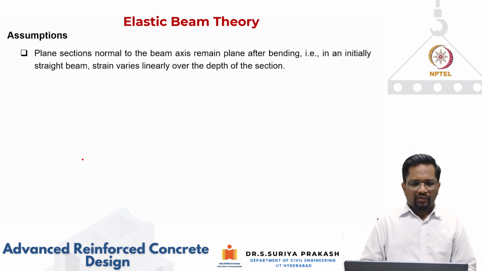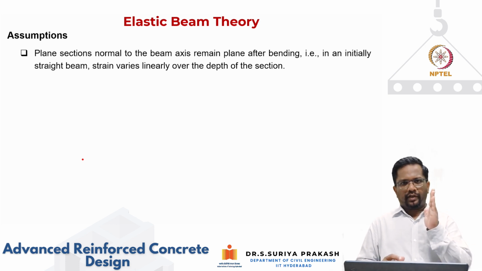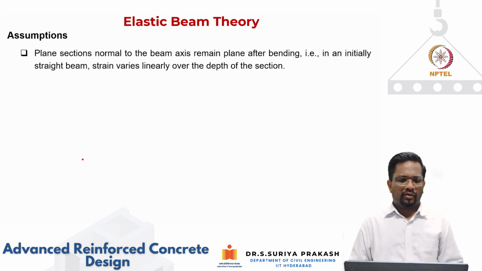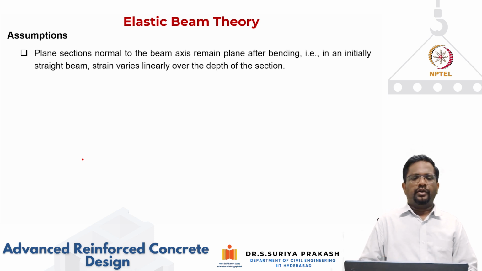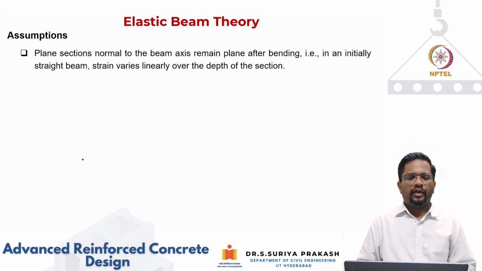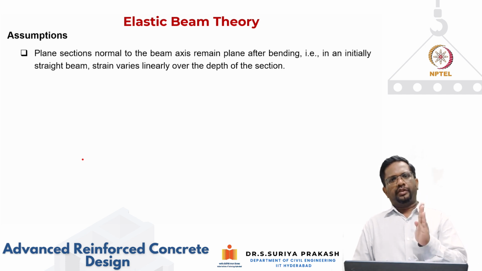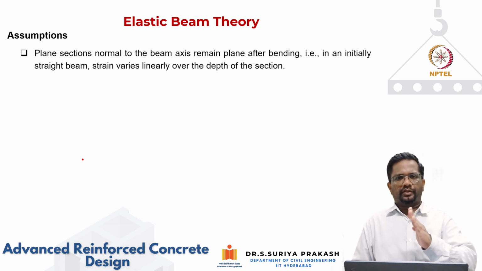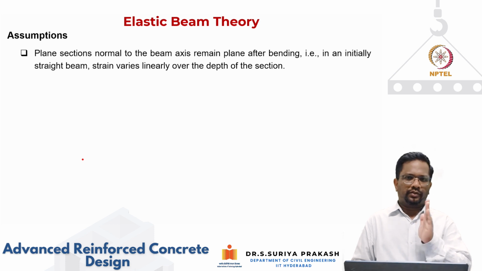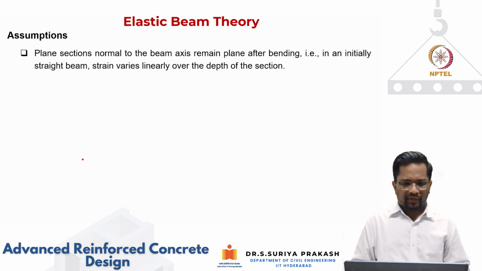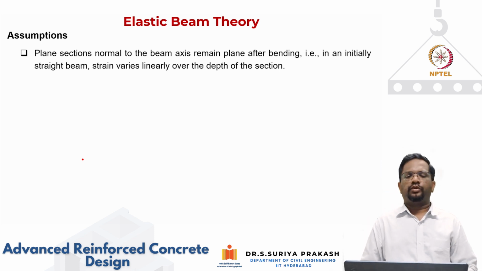Okay. So as we've said, the straight line remains straight, however, they undergo rotation. So that indicates that every cross section, before deformation it was straight, and after deformation it is also going to be straight, however, it is going to rotate. So the plane sections normal to the beam axis remain plane after bending.